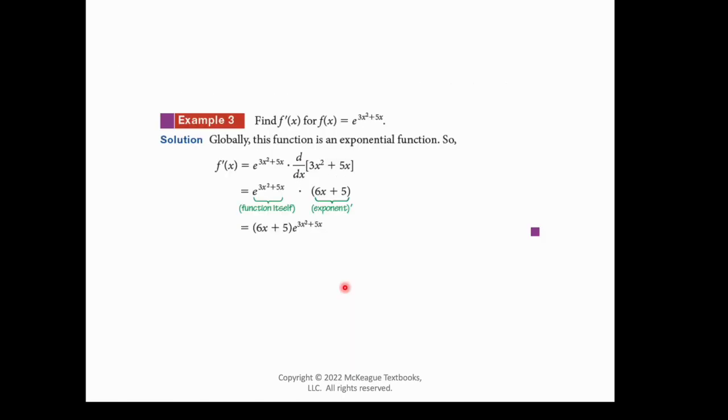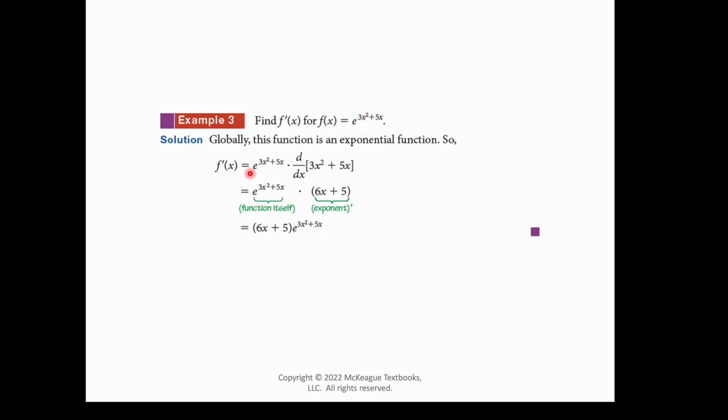So let's look at example 3 now. We need to find the derivative of this function, e to the power of 3x squared plus 5x. So we know how to take the derivative of e to the x. That's simple, it's just e to the x. But now we have something replacing x. So we have what I like to call the inner function. So we're going to use the chain rule here.